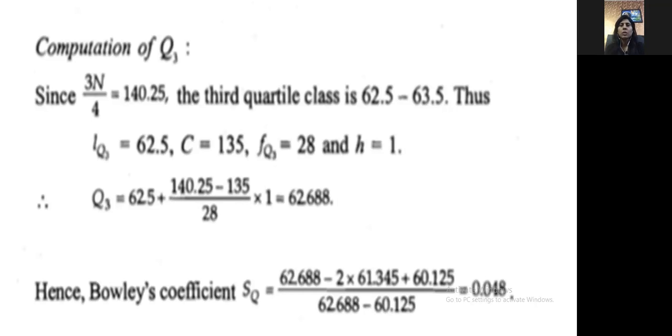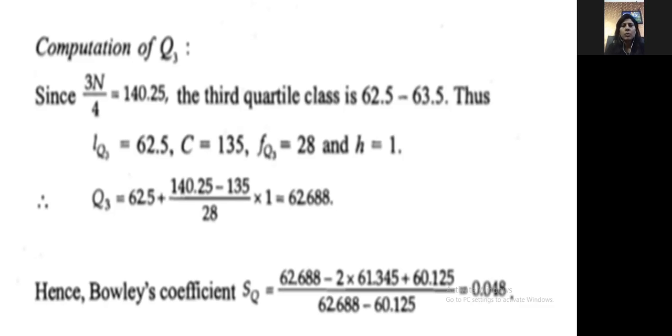The third is Q3. For Q3, we have to use 3N by 4 as the size for locating the class. This is the way of finding Q3, and we get the value as 140.25. So the third quartile class is 62.5 to 63.5. Thus the lower limit is 62.5, C is 135, F is 28, and the height is again 1. So the value of the third quartile we get is 62.6688.